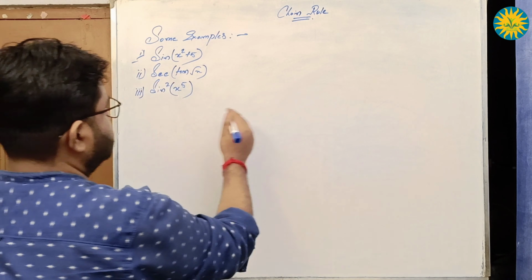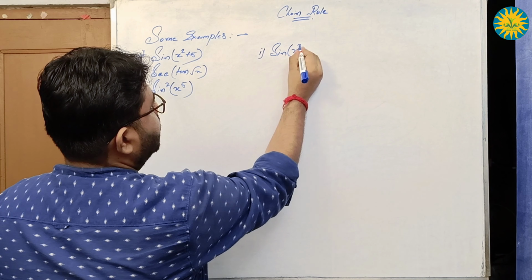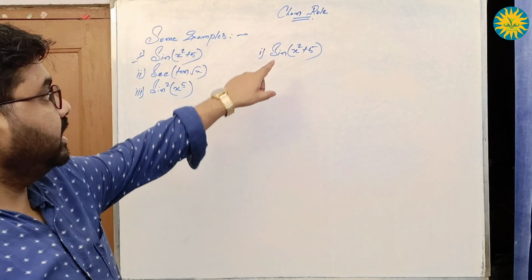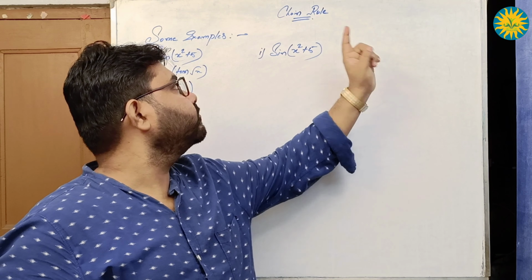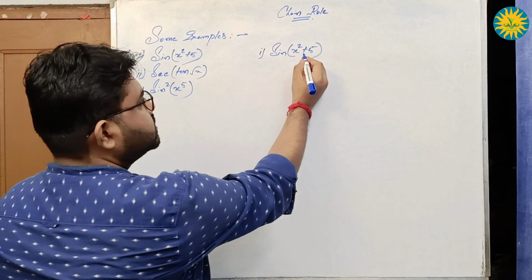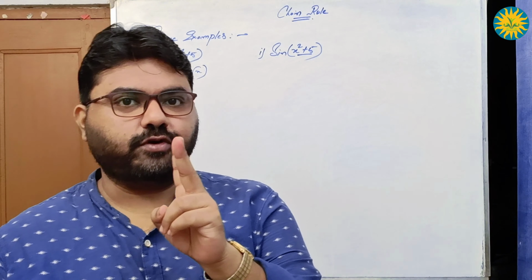Okay, number 1, sine of x square plus 5. Again, we know the derivative of sine x is cos x, but here it's not x, here it is x square plus 5. Now there are two functions.